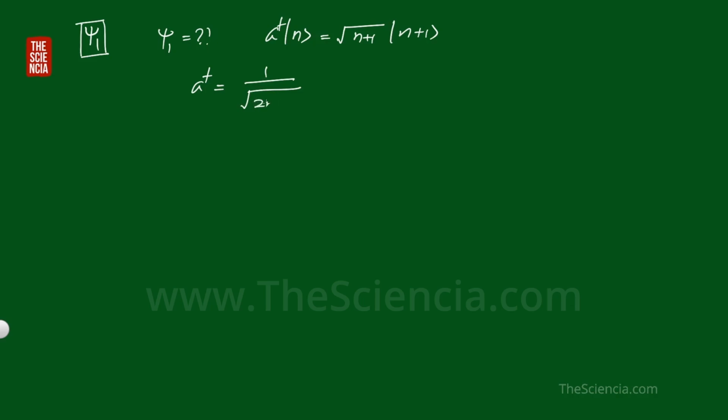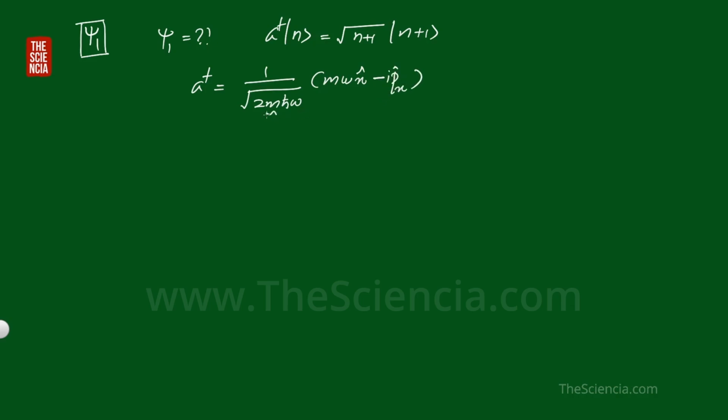Now what do we want to find out? We want to find out psi 1. So how can we find it? We know the creation operator, that is a dagger operates on a certain state n, then you will get root n plus 1 as the eigenvalue, ket n plus 1. And we know the creation operator a dagger is equal to 1 by root 2m h cross omega into (m omega x cap minus i p x cap).